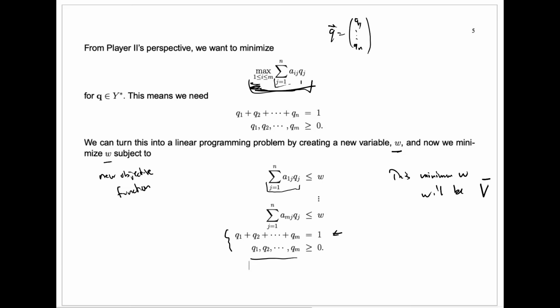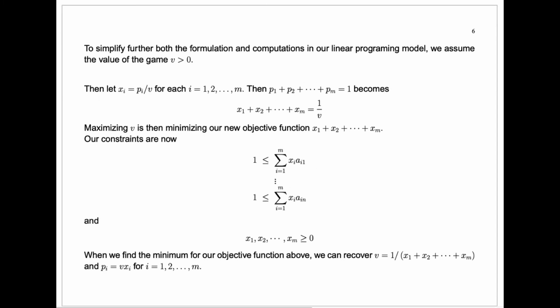I want to show you just one simplification we can make for both players to make it an easier linear programming problem to deal with. This will be very straightforward. For this simplification, we're going to assume the value of the game is a positive number. And remember, that's not an unreasonable assumption.